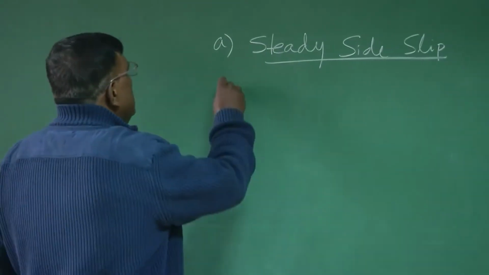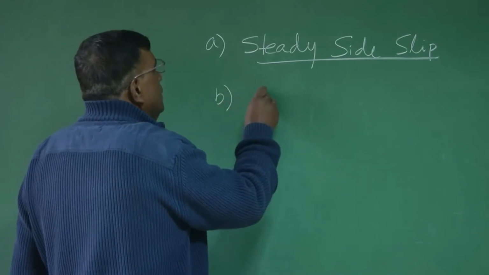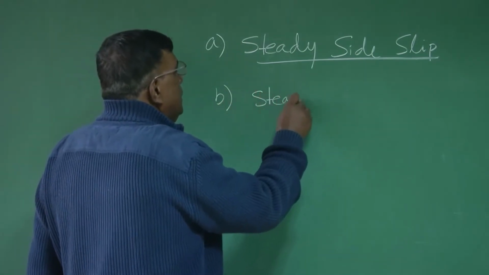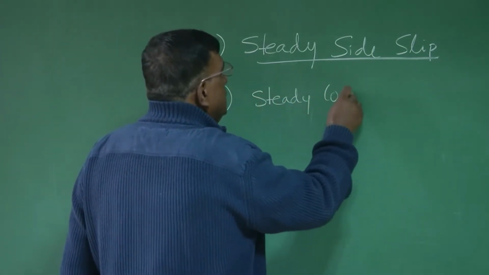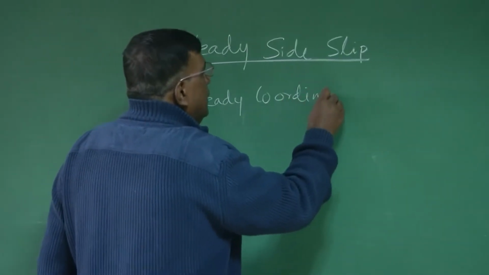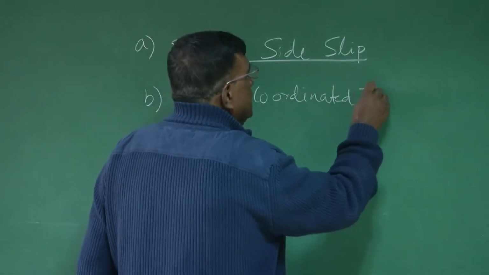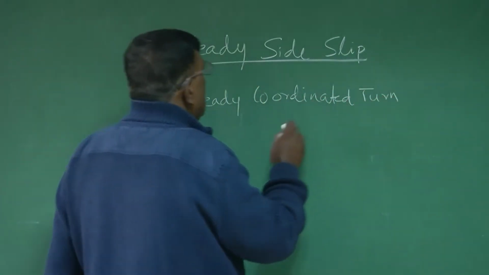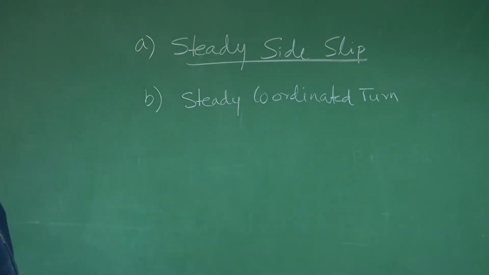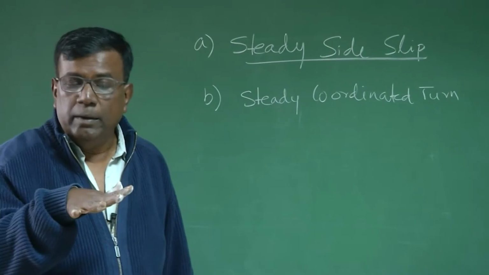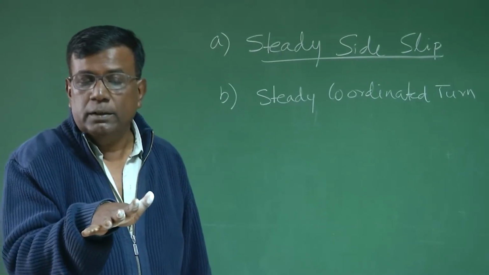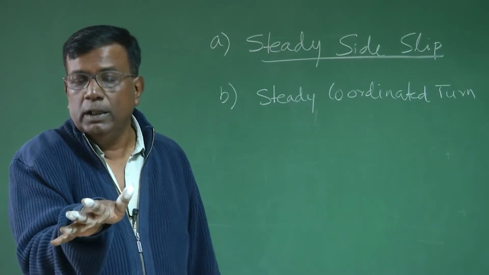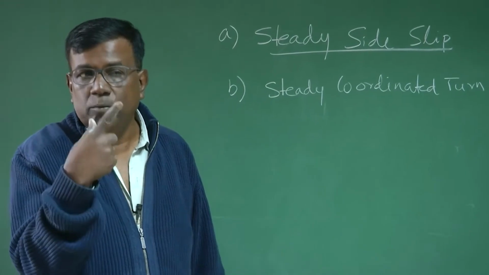And second, we will also do something called steady coordinated turn. What is the steady coordinated turn? I am flying like this, I will bank the airplane, and I will turn like this without losing the altitude. So every time, what is the value of beta?